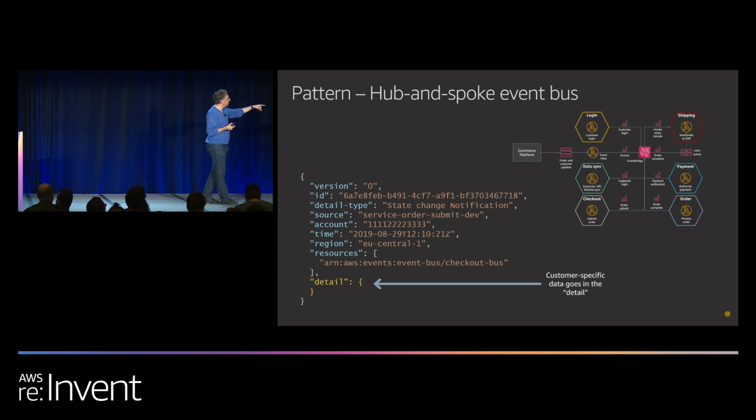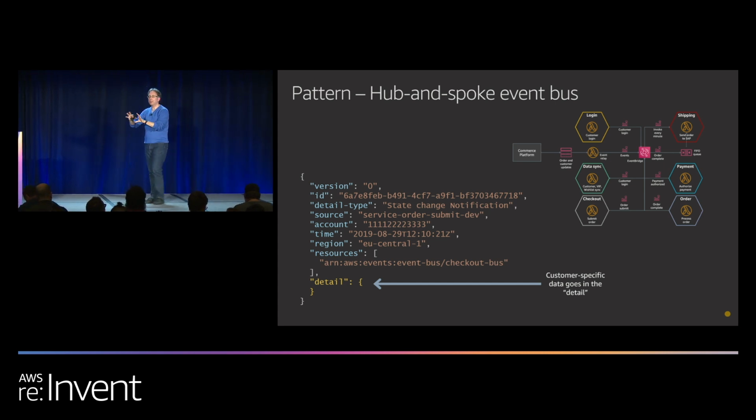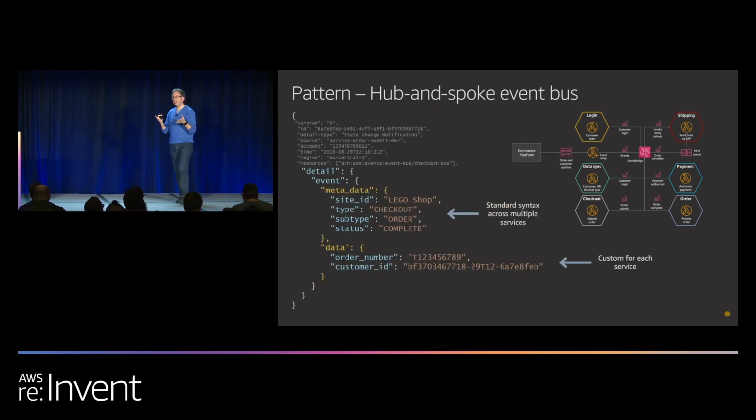And then there is a detail part. And the detail part is where we as AWS give complete freedom to the customer. So you can put whatever information you want inside the detail. So the idea that Lego has, and I think it's very smart, is to split the detail in two parts, a metadata part and a data part. So the metadata is standardized inside Lego so that all the services use the same syntax, so they have a type, a subtype, a status, a site ID. In this way, you can create rules that expect this information in the event.